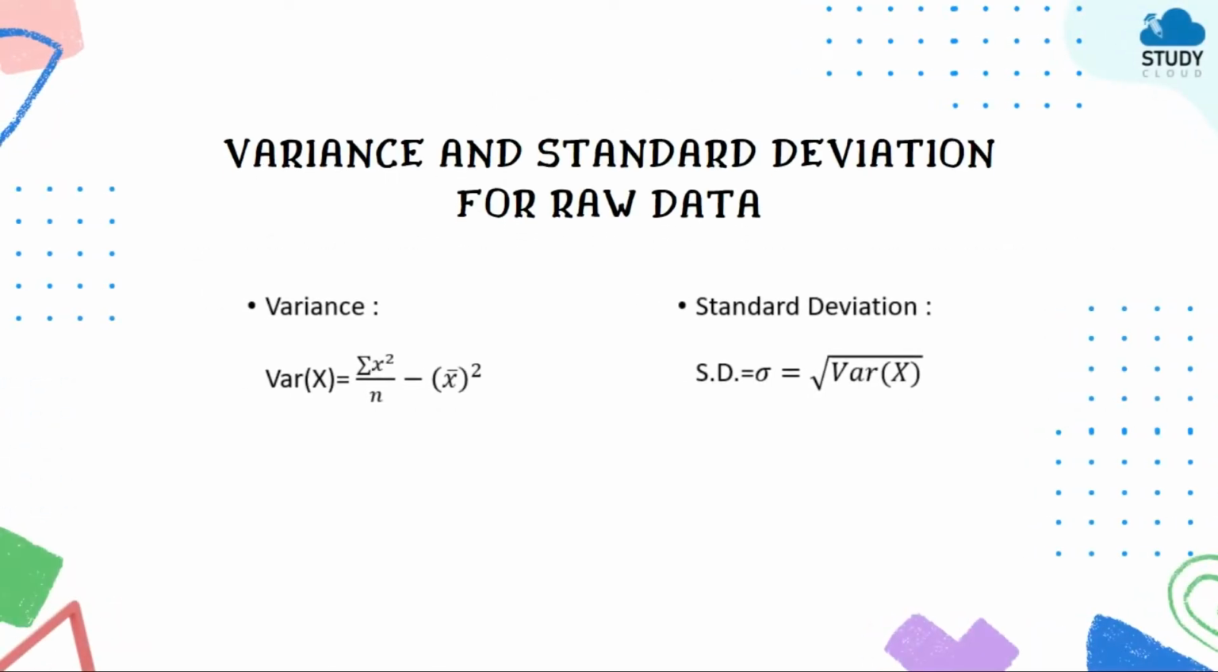Now let's see the formula. The first formula is for variance and standard deviation for raw data. For variance, it is simple: summation x square upon n minus x bar square. Then for standard deviation, it is nothing but the under root of variance of x. So whatever answer you get for variance, just find the square root of it, and you get standard deviation.